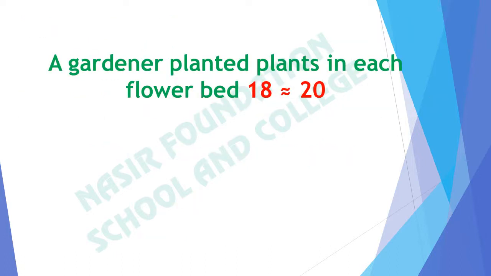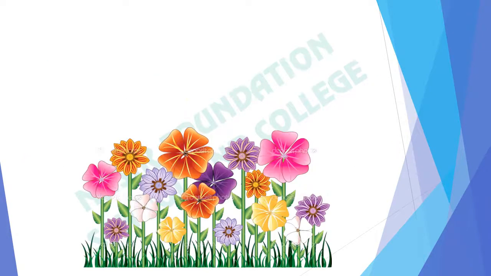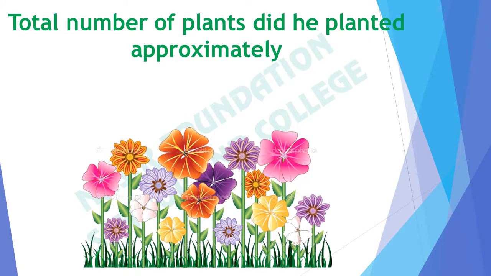A gardener planted 18 plants in each flower bed, which is nearly equal to 20. There are 22 flower beds of the same size in the garden, and 22 is nearly equal to 20. To get the total number of plants he planted approximately, we will multiply 20 with 20. 20 into 20 we get 400. It means he planted approximately 400 plants.